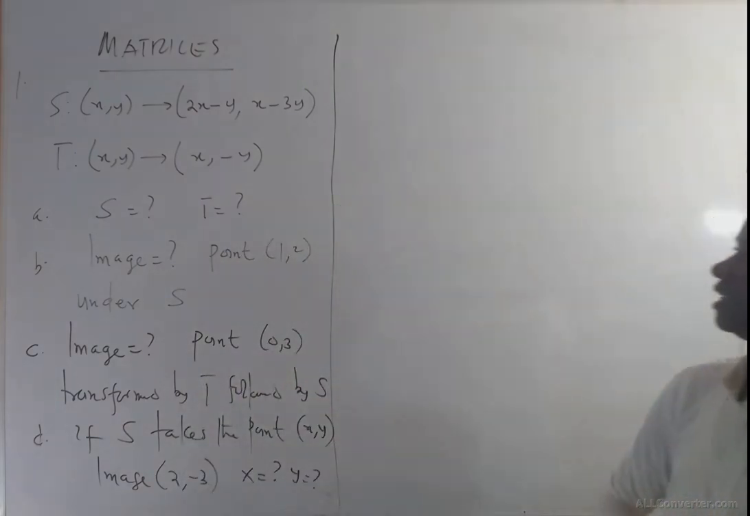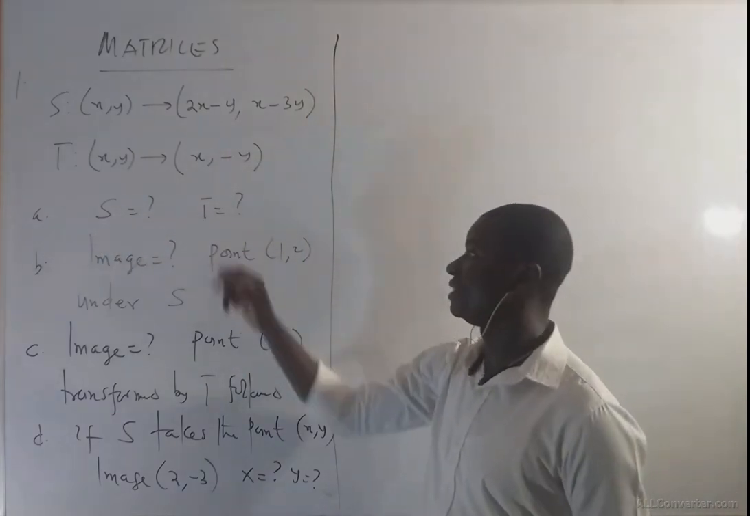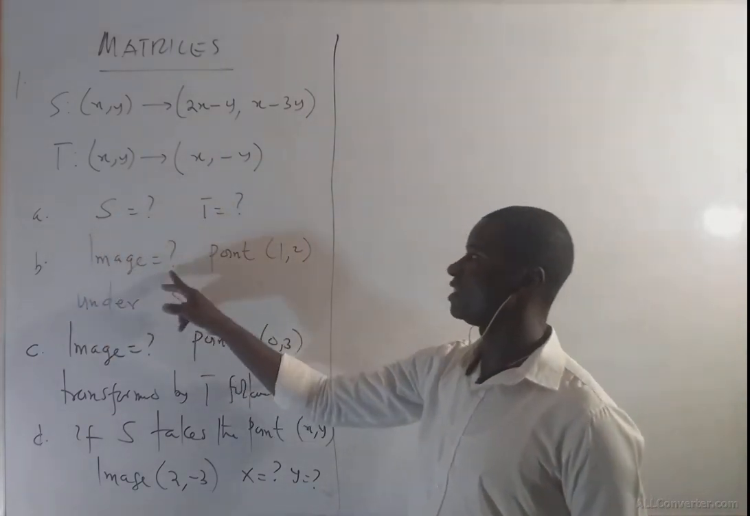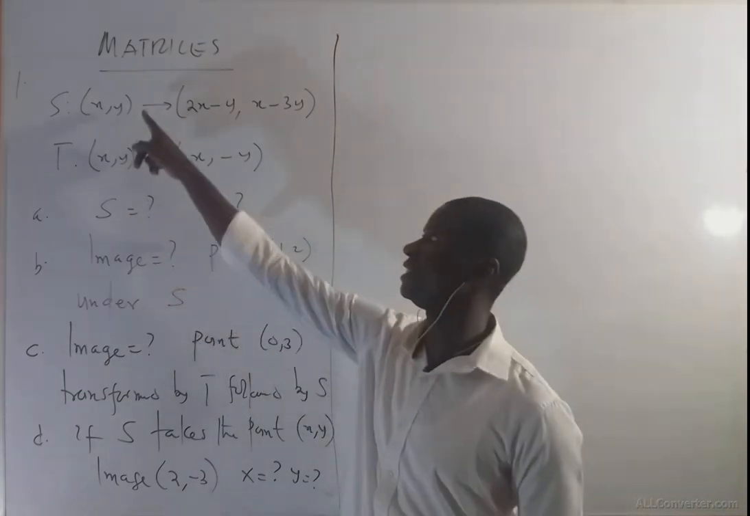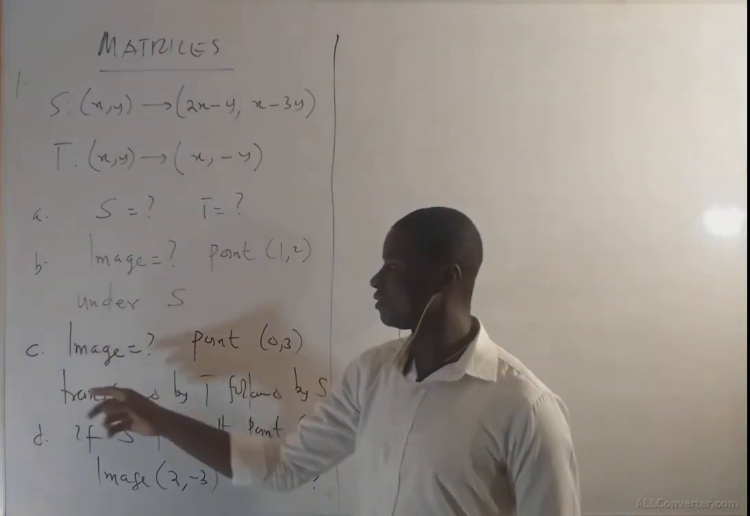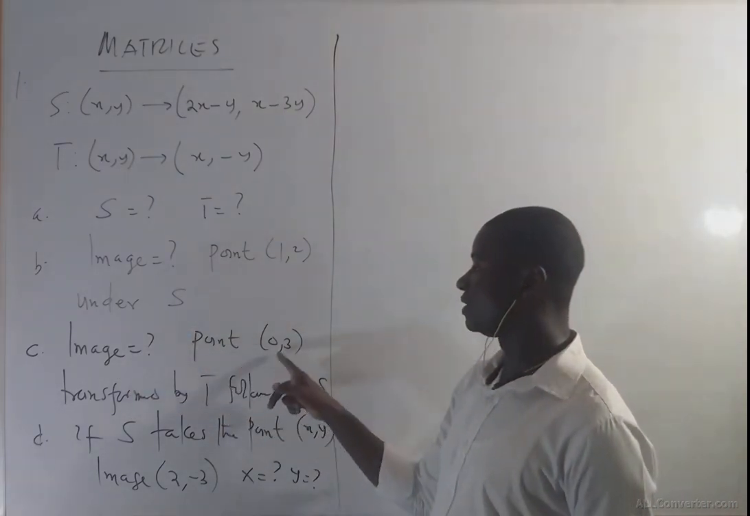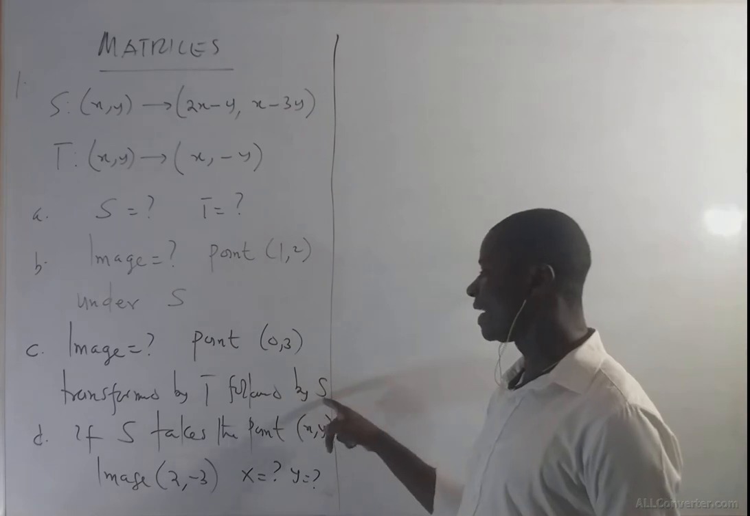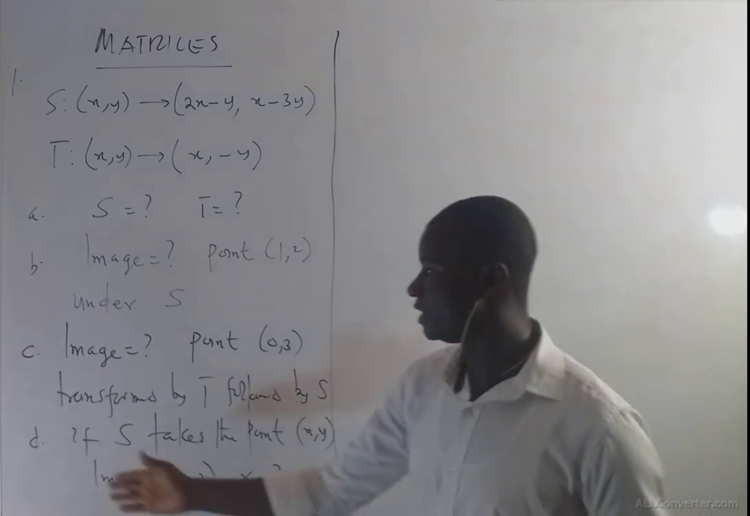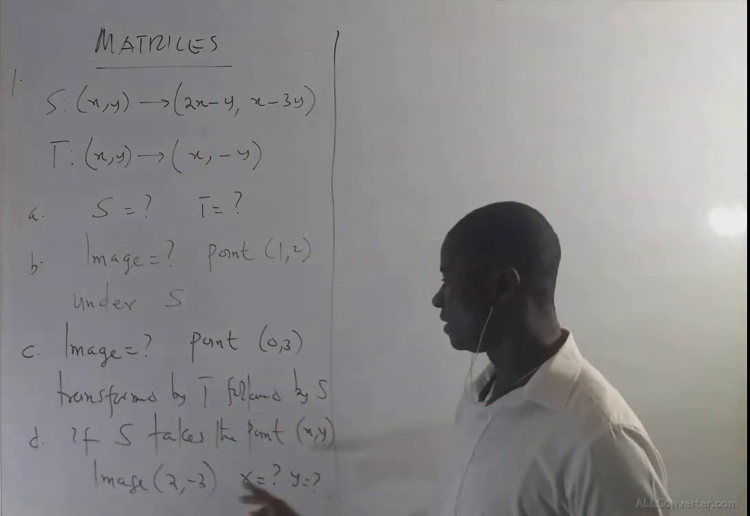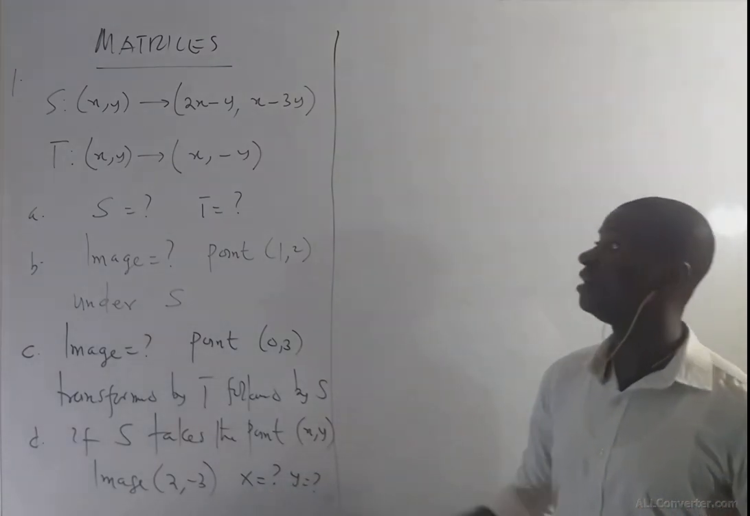This is the question. Now we are given the transformations S and T, and we are asked to write down the matrix S and the matrix T. Then the B part, the image is a question mark, but we are given the point, and we have to find its image under the matrix S. Now the C part, we have to find the image of the point (0, 3) transformed by T followed by S, and this is a composition of matrices, so we will look at that. And now the D part, if S takes the point (x, y) into the image (2, minus 3), find the values of x and y.